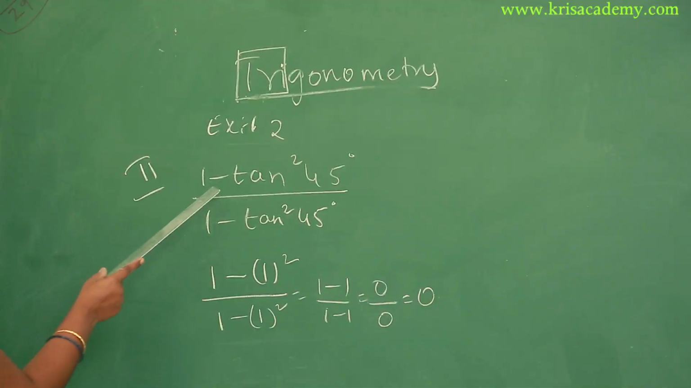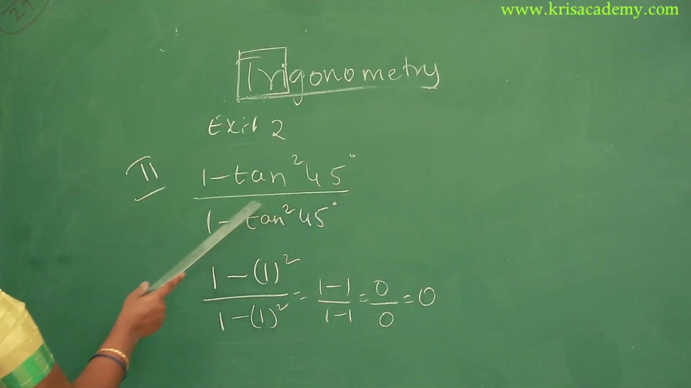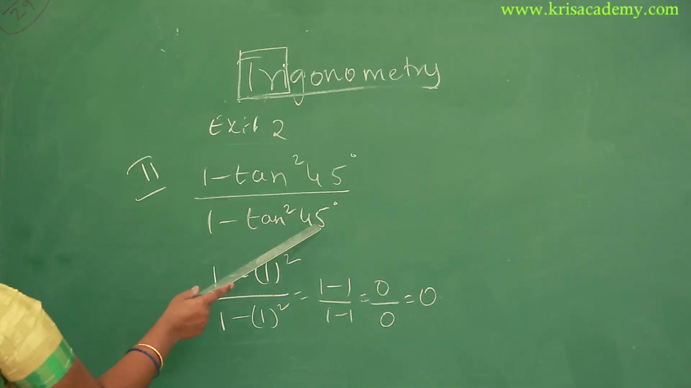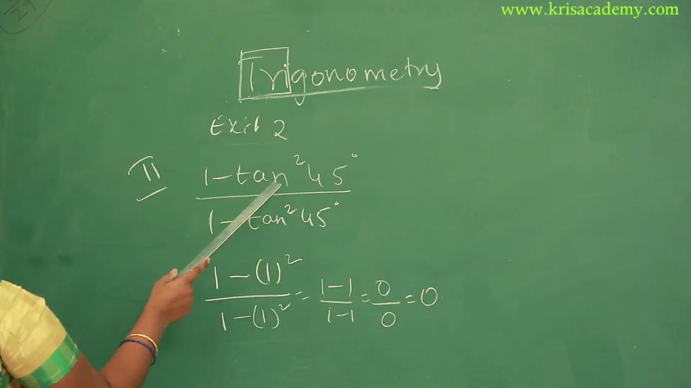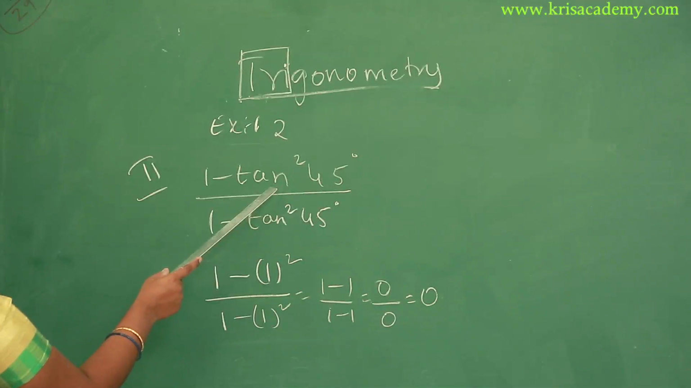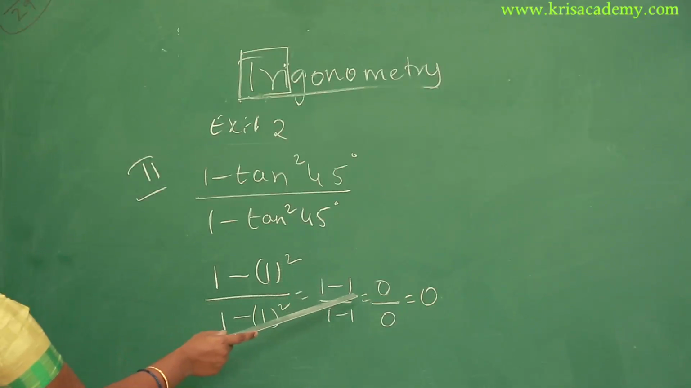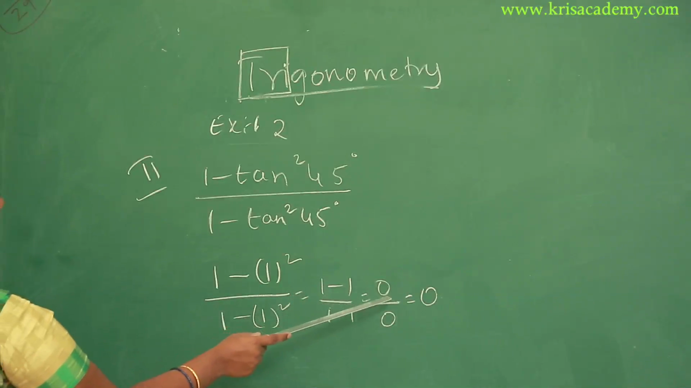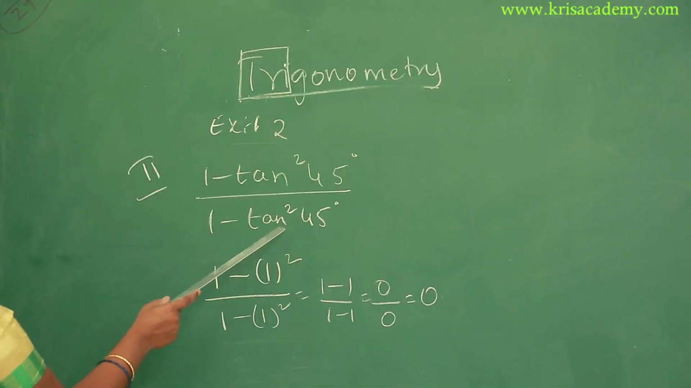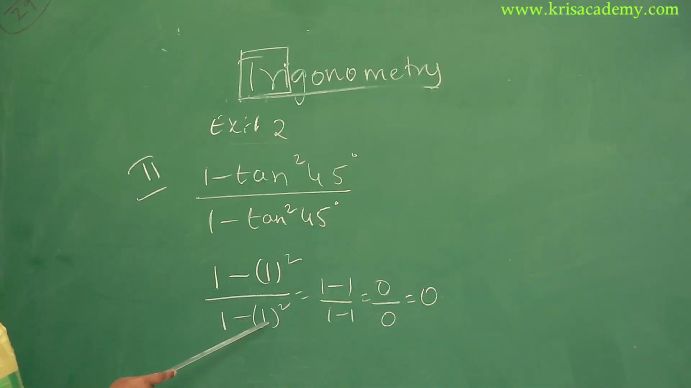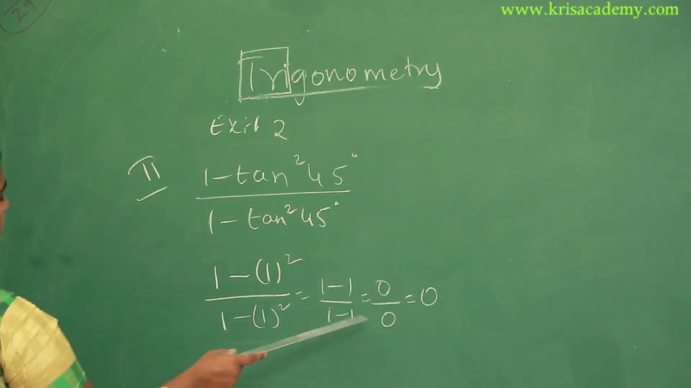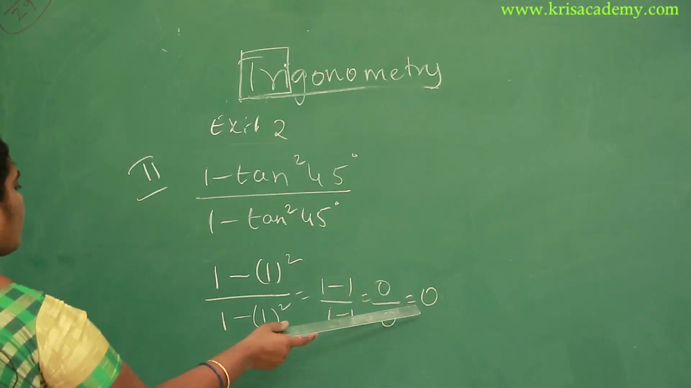Second one is 1 minus tan square 45 degrees by 1 minus tan square 45 degrees. Tan 45 degrees value again we will take from the angles table. Tan 45 degrees is 1. 1 ones are 1. So 1 minus 1 is 0. Same in denominator also. Tan 45 value is 1. 1 ones are 1. 1 minus 1 is 0. So 0 by 0 is 0.